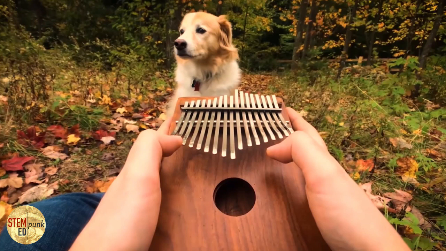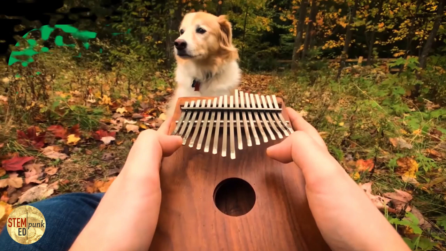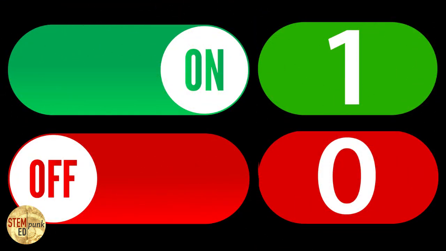Now that you have listened, pause the video and see if you can describe the binary operations of on-off, 1-0, you see in the kalimba playing.